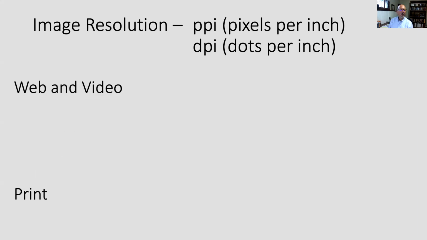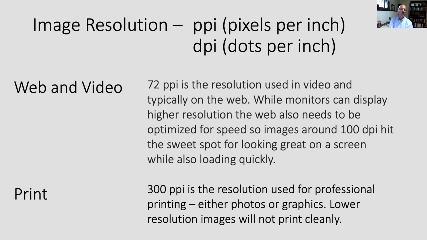So how are they used? Different pixels, different amounts of pixels, I should say, are used whether your final product is going to be used for web and video or whether it's going to be a print product. A web or video image is typically only going to be 72 pixels per inch. That is the resolution that is used for video and typically on the web.